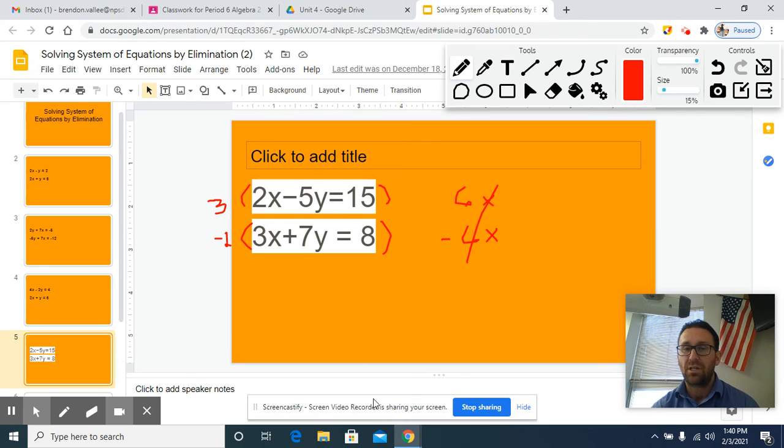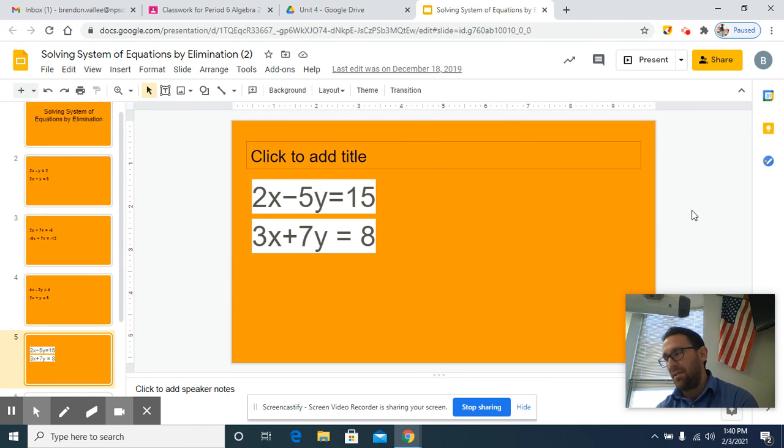So those are going to finally cancel out. Now remember, it's going to be 3 times all of these, all of them, and -2 times all of these. So you're trying to eliminate something. That's why it's called elimination. Eliminate one of the variables to cancel one out, and then solve for it, and then get the other one.